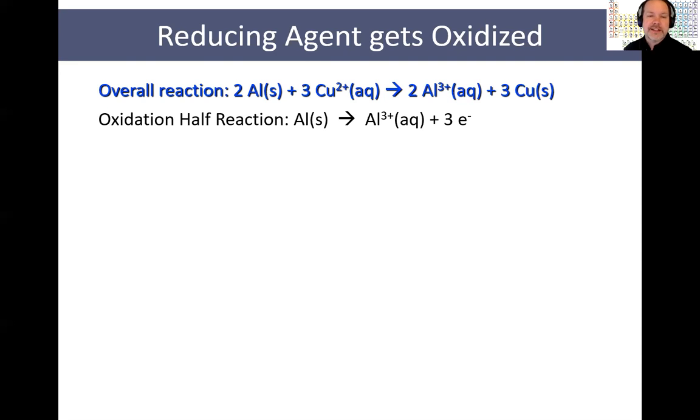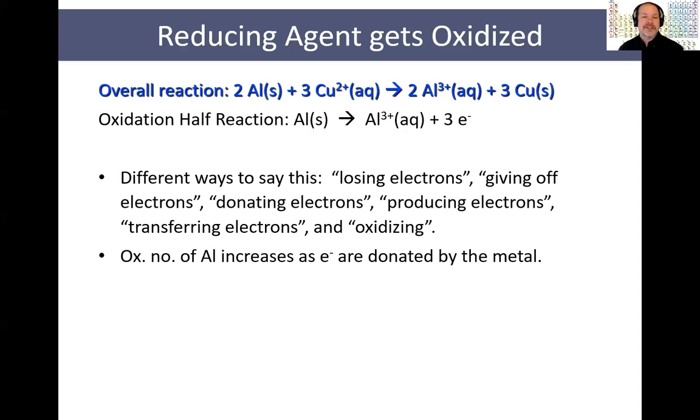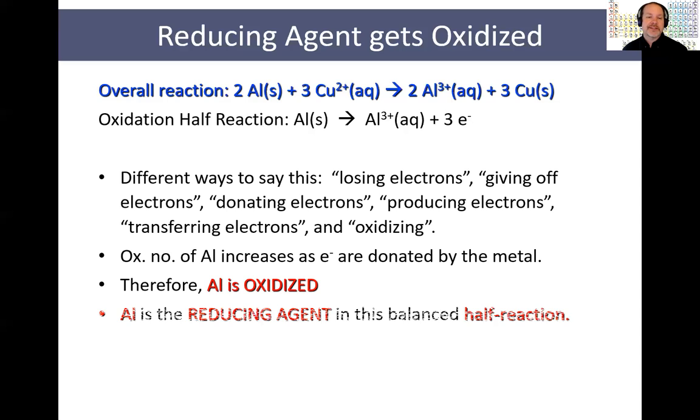We want to look exactly at the elements themselves. And the way that aluminum switched from aluminum to aluminum +3 is that it gave off 3 electrons. Now, there's a lot of different ways to say this. We may say losing electrons or giving off electrons or donating electrons or producing electrons or transferring electrons or just simply oxidizing. So the oxidation state of aluminum is increasing in this reaction. This is called oxidation, or we say aluminum is being oxidized.